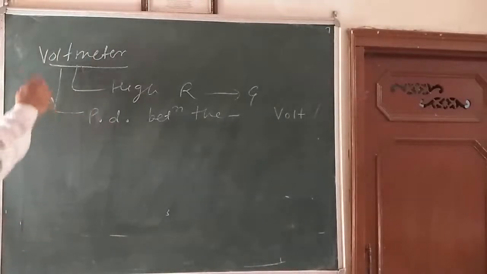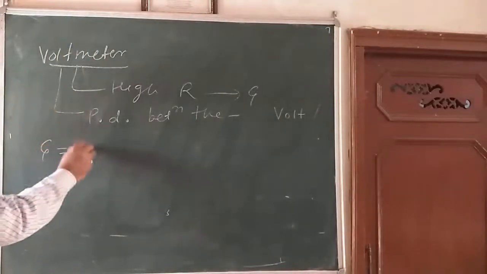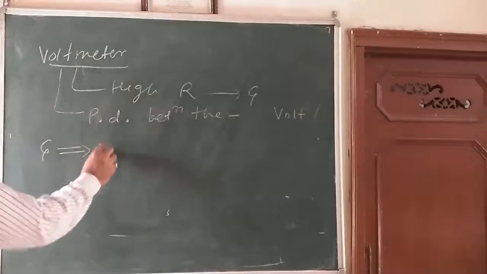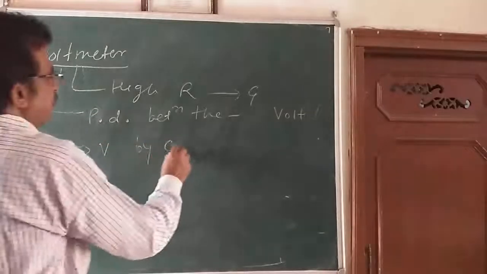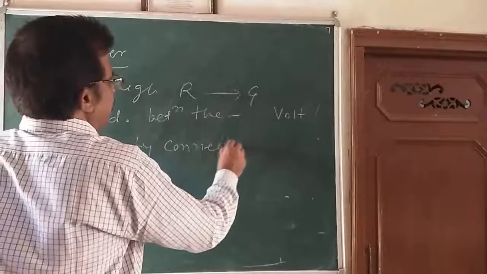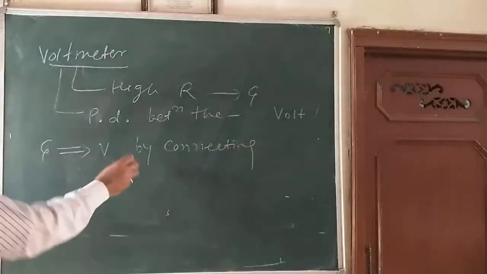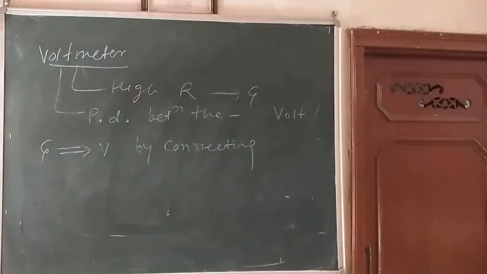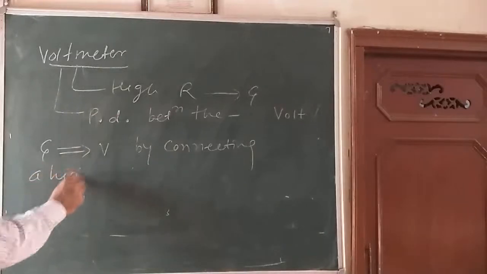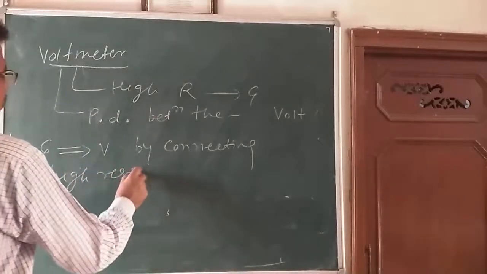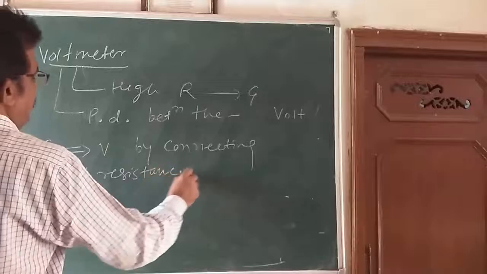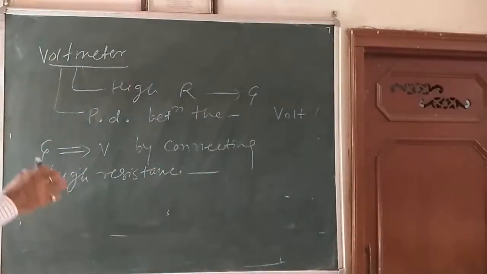A galvanometer can be converted into a voltmeter by connecting a high resistance in series. A high resistance in series. Is it clear?